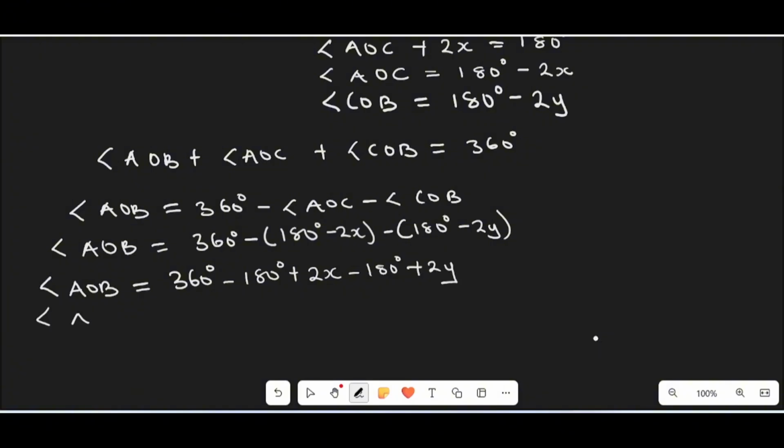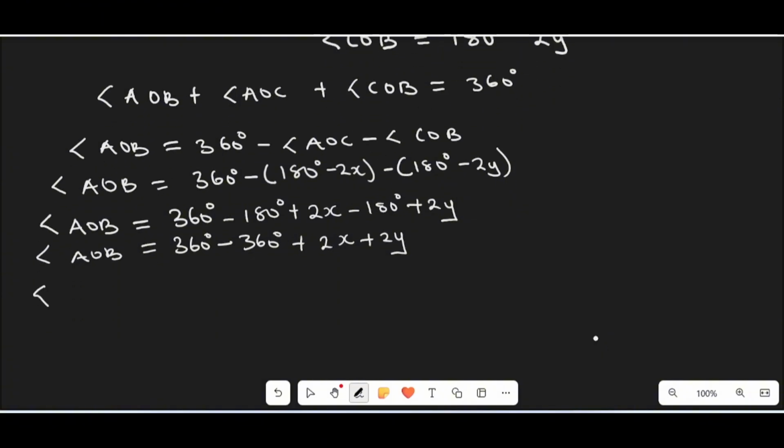Our angle AOB equals 360 degrees minus 180 minus 180, which gives minus 360 degrees, plus 2x plus 2y. 360 minus 360 is 0. So angle AOB equals 2x plus 2y, which is 2 bracket x plus y.